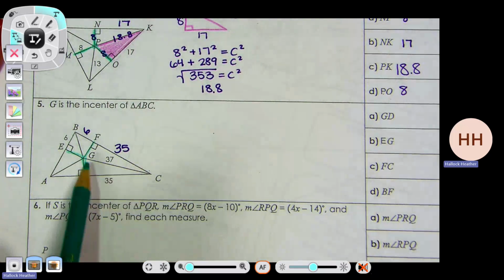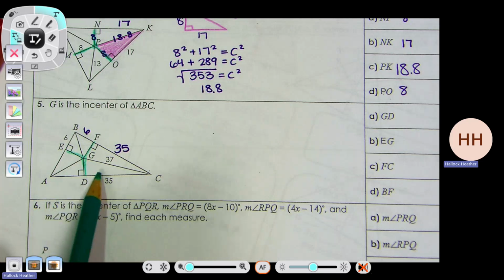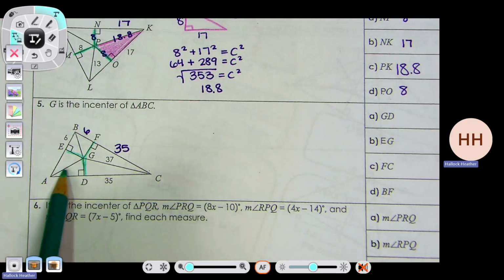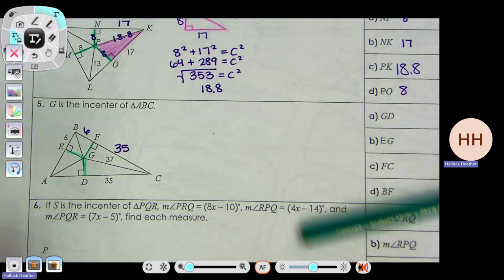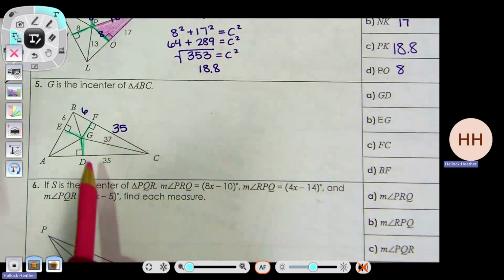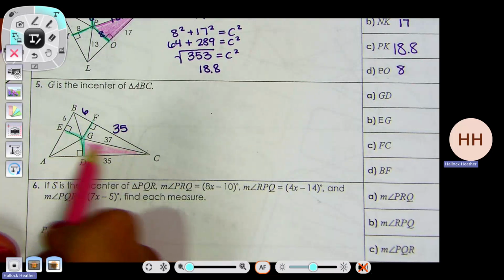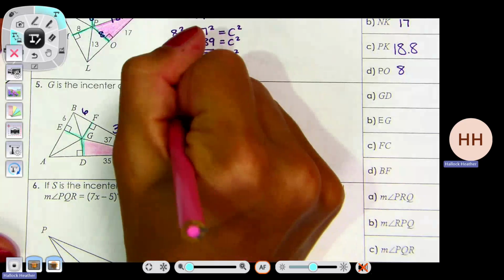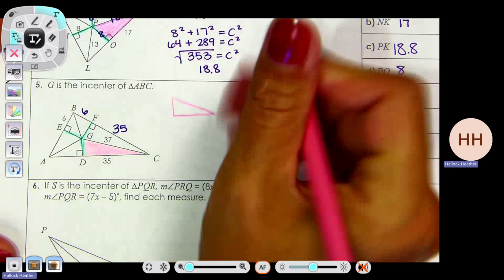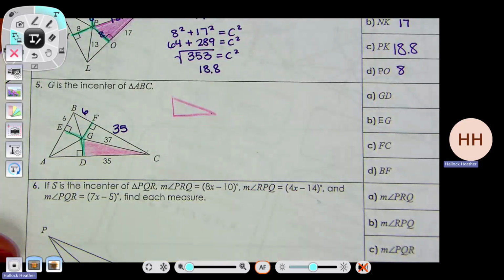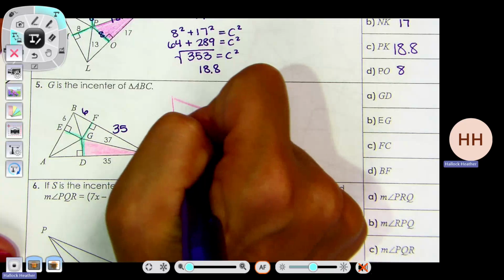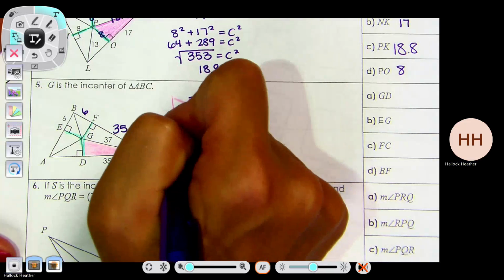So if I'm trying to find GD, would it make sense for me to color in the left triangle or the right triangle? The right, because it has numbers. You can't color in the left because there's nothing over there. So I'm going to color in my little triangle. The hypotenuse is 37. The bottom is 35. You have your right triangle.